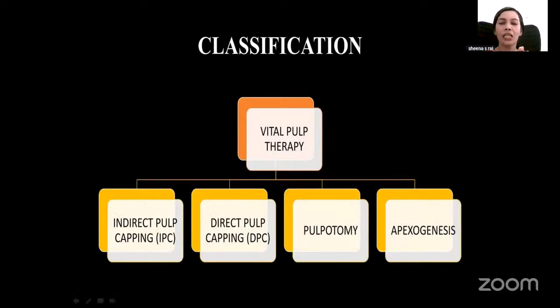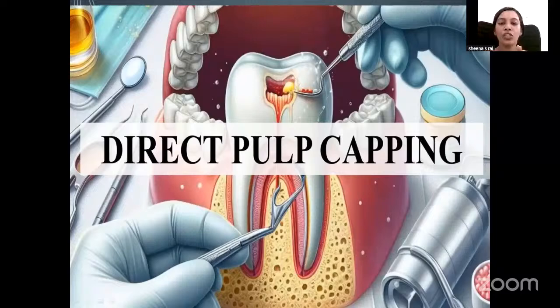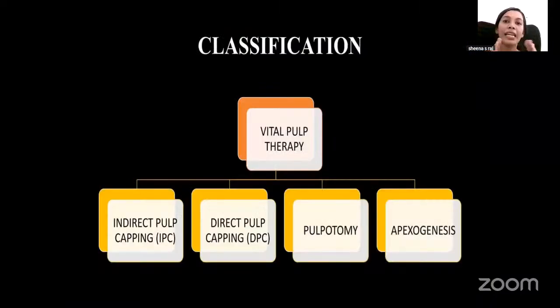Now, what is apexogenesis? As the name suggests, apex is formed. In certain cases where the pulp is vital, sometimes because of trauma or something, the root apex won't get closed. In those cases, we do an apexogenesis, which will be dealt with in the following PPT.